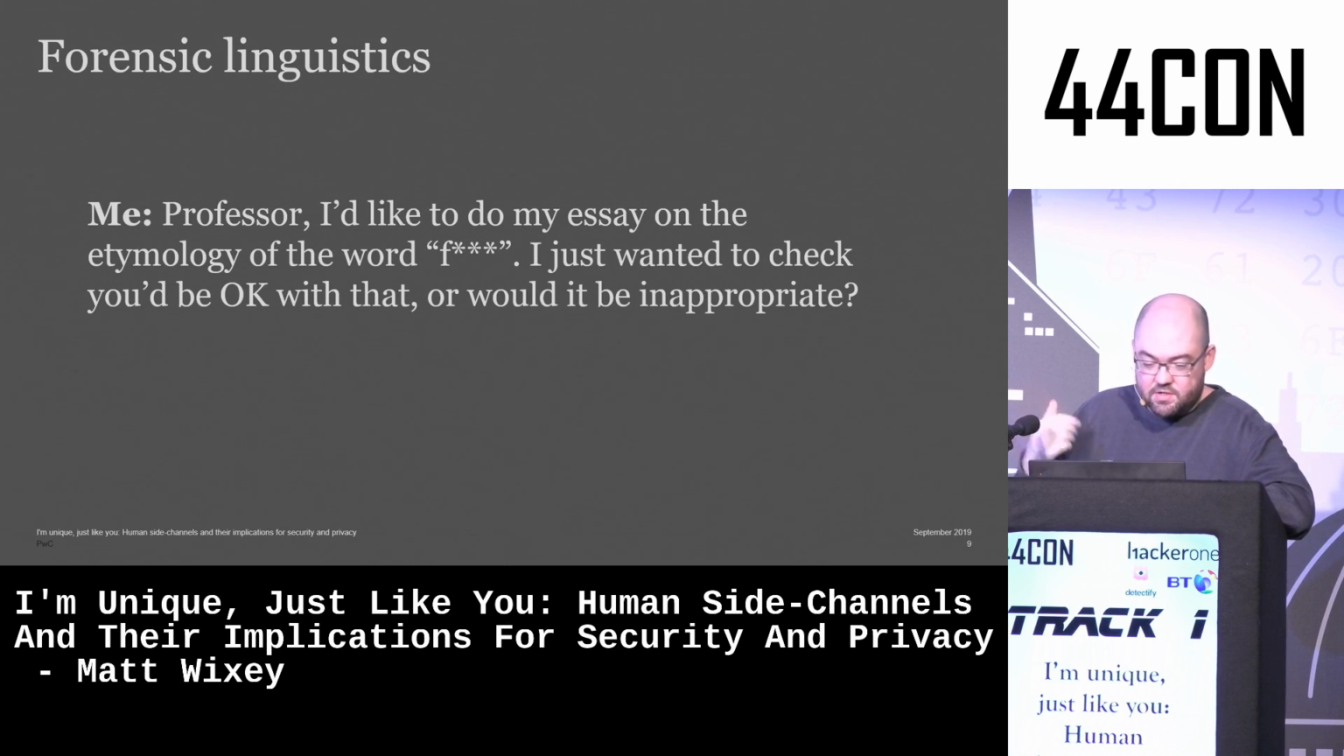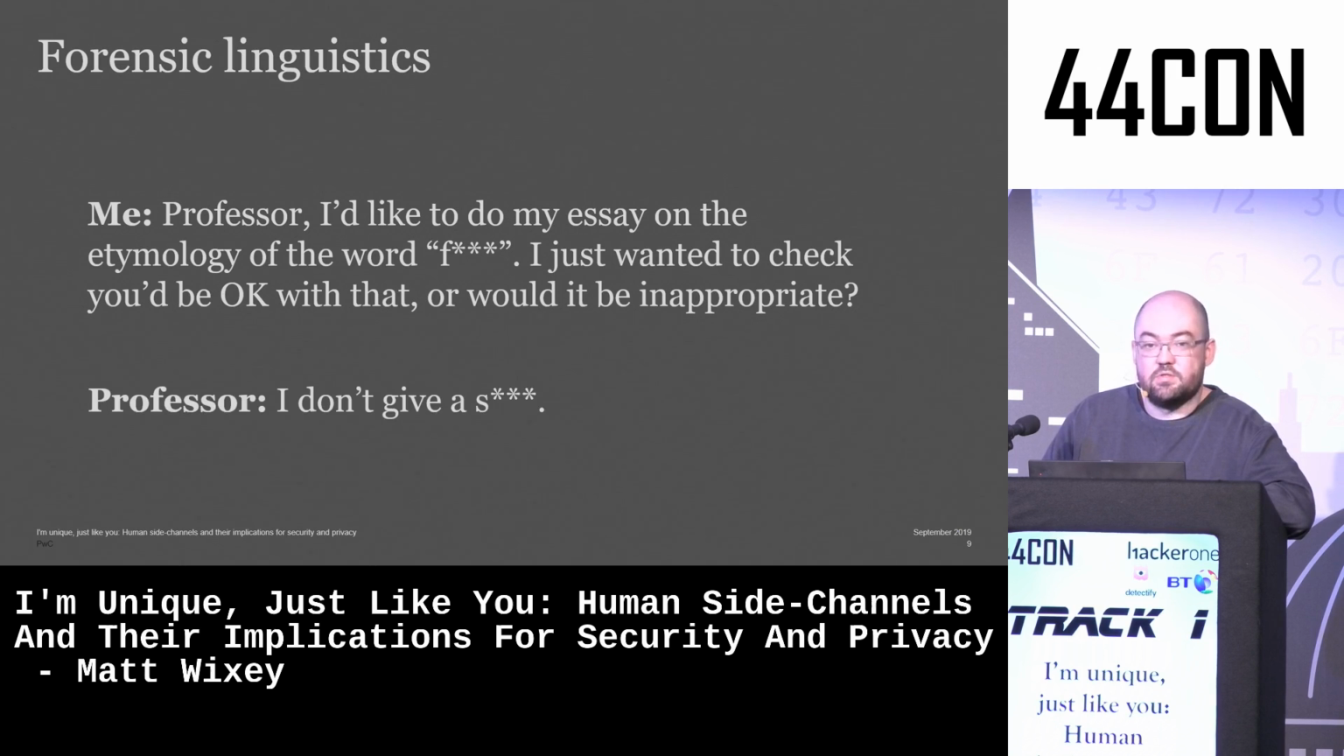So I'm going to start with forensic linguistics, and this is from a genuine email that I sent to my professor when I was at uni. My first degree was in English language and literature, and this is when I got interested in linguistics, and I decided I wanted to do an essay on where the F word came from. So I sent him this email, and this was his response.